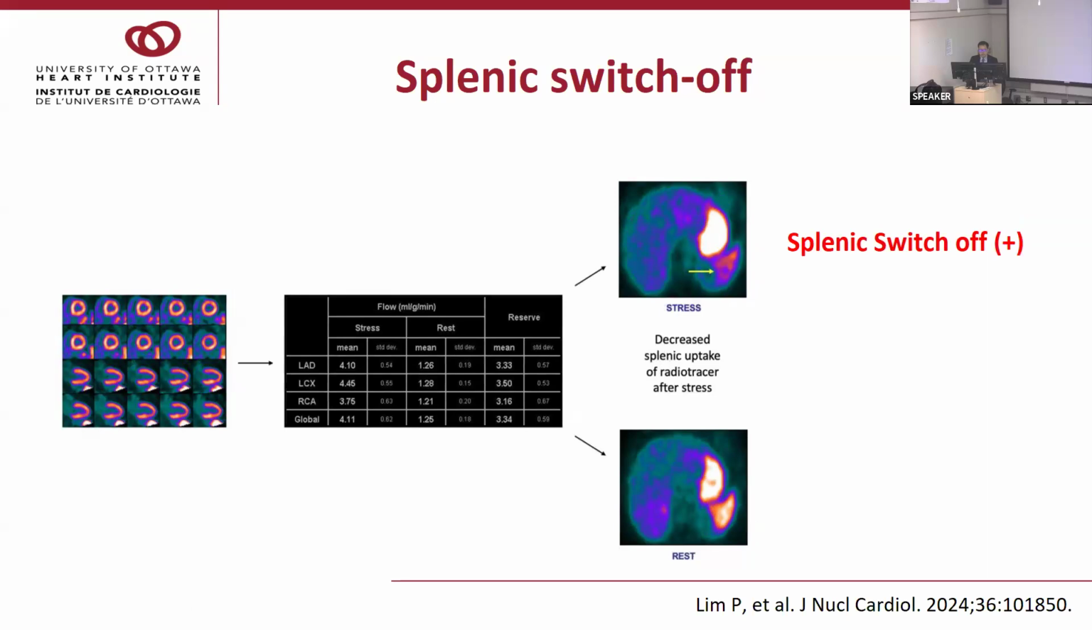The scan was repeated after 36 hours of caffeine abstinence. This time, the MFR was normal, 3.34, and you can clearly see the splenic switch off. The mechanism of splenic switch off is thought to be a consequence of splenic blood flow reduction through A1 and A2B receptor-mediated vasoconstriction by adenosine.